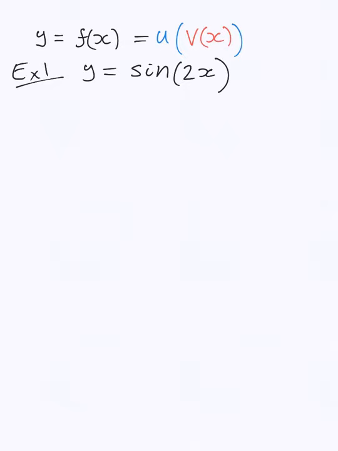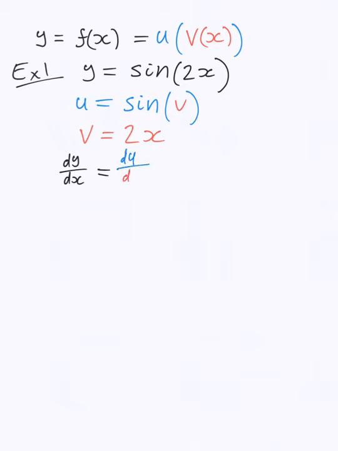In this case, our outer function u is going to be sine of v, and v is going to be the piece inside the brackets, which is 2x. So we let u equal sine of v, and we let v equal 2x. Now, the chain rule tells us that dy dx is equal to du dv, the derivative of u with respect to v, times dv dx, the derivative of v with respect to x.